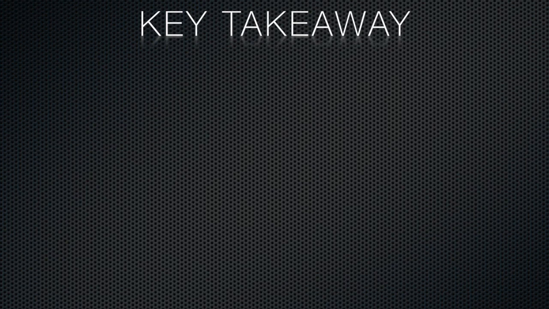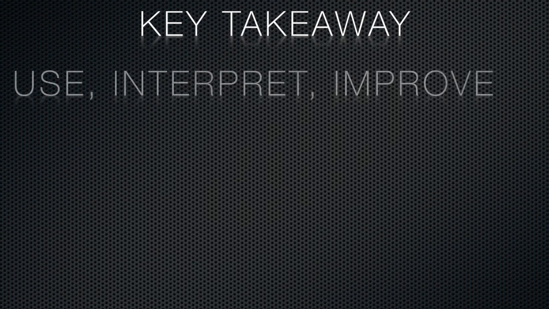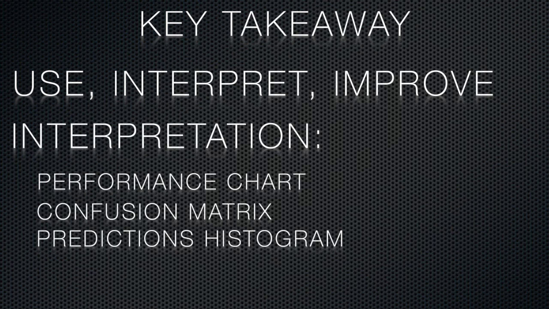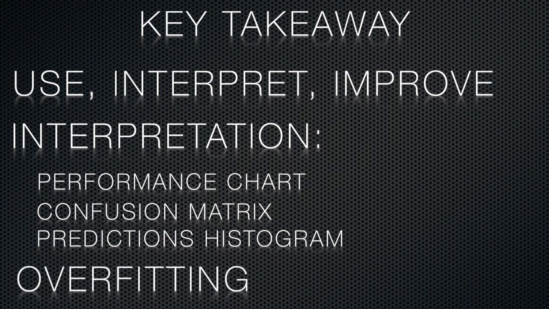We've discussed a recursive approach to developing AI. Use it, interpret it, improve it. We've looked at some interpretation techniques, performance charts, confusion matrices, and prediction histograms. We've discussed overfitting and the information content in the output layer.